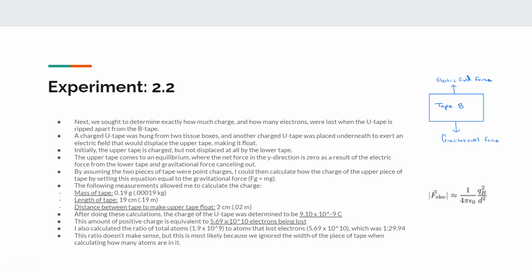After doing these calculations, the charge of the U-tape was determined to be 9.10 times 10 to the negative 9 coulombs, and this amount of charge is equivalent to 5.69 times 10 to the 10 electrons being lost. I also calculated the ratio of total atoms to the atoms that lost electrons, which was 1 to 29.94, and this doesn't make sense really because more electrons were lost than there were atoms, but this is because we assumed that the tape was one-dimensional and did not consider the width in calculating how many atoms total there were. So there were more atoms than this number right here, but in assuming these calculations, we just made it one-dimensional.